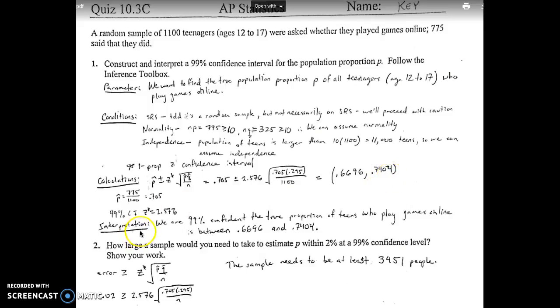Our step 4 interpretation. We're just going to say that we're 99% confident that the true proportion of teens who play games online is between 0.6696 and 0.7404, which conceptually means this is about 67%. So we're confident that the true proportion who play games online is between 67% and 74% of all teens.